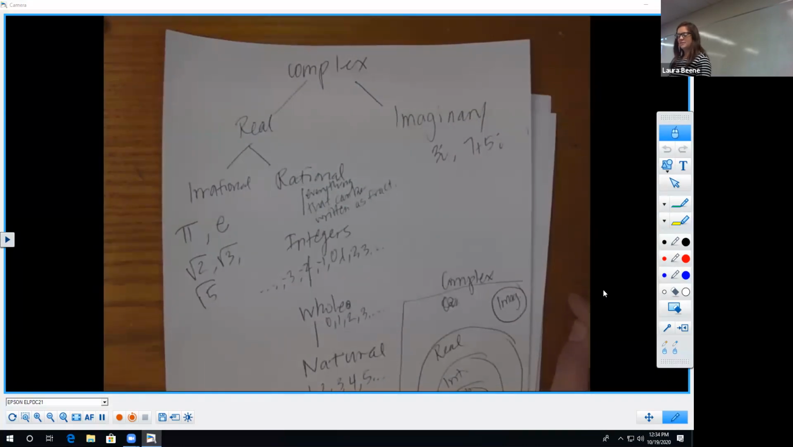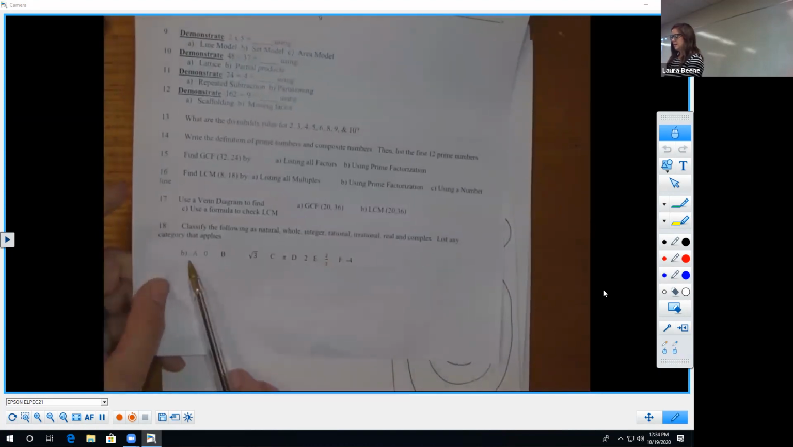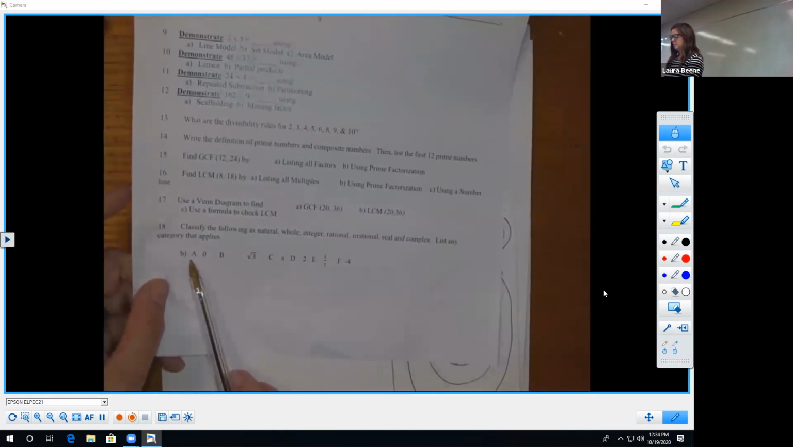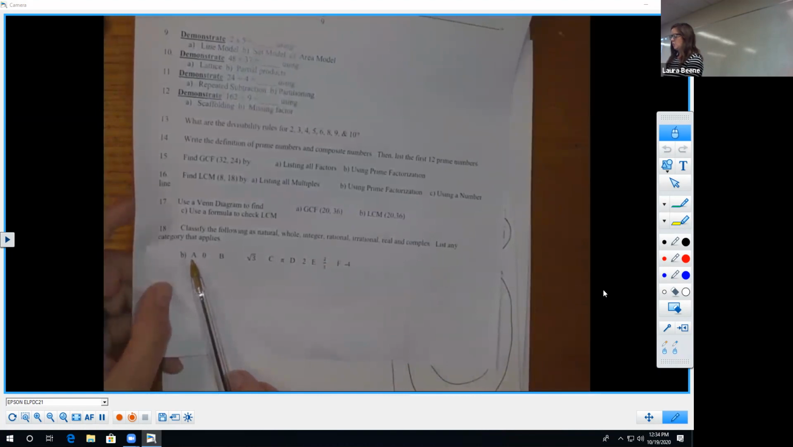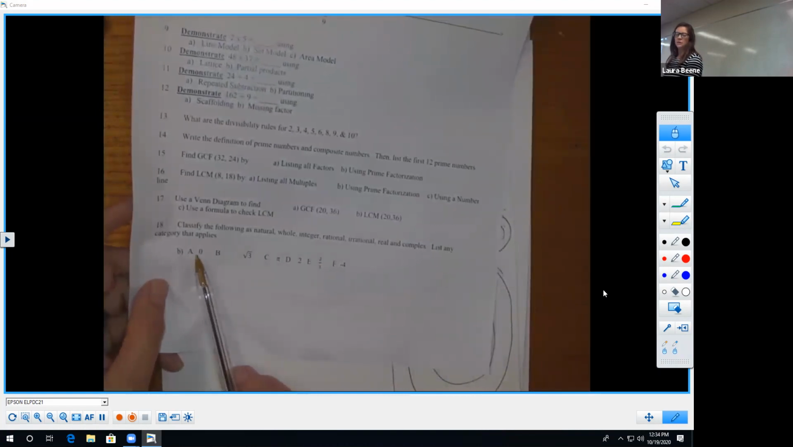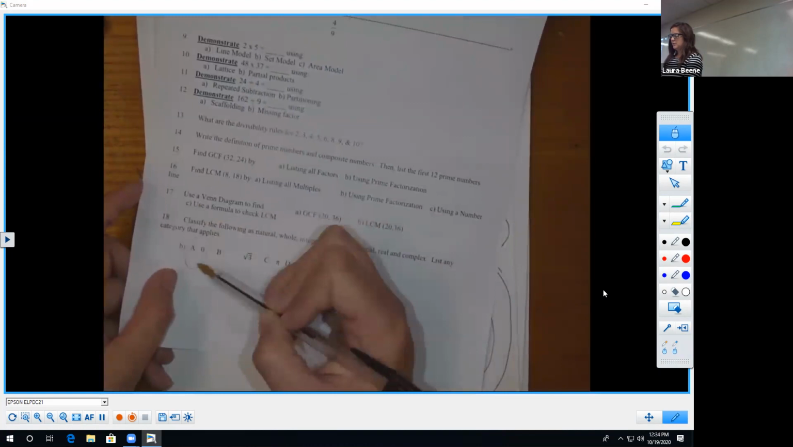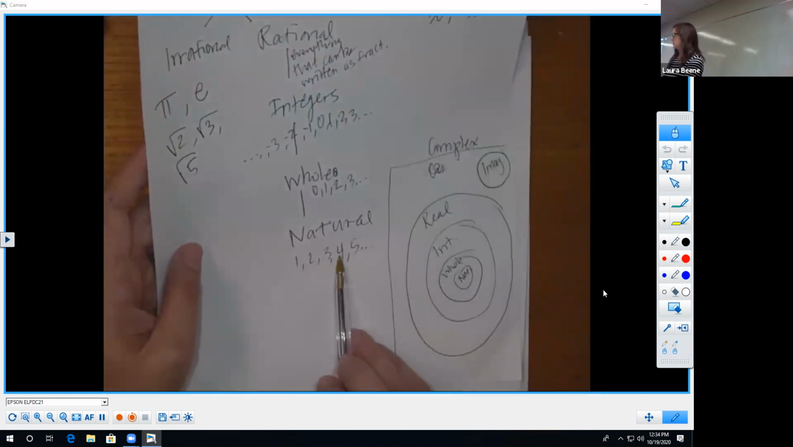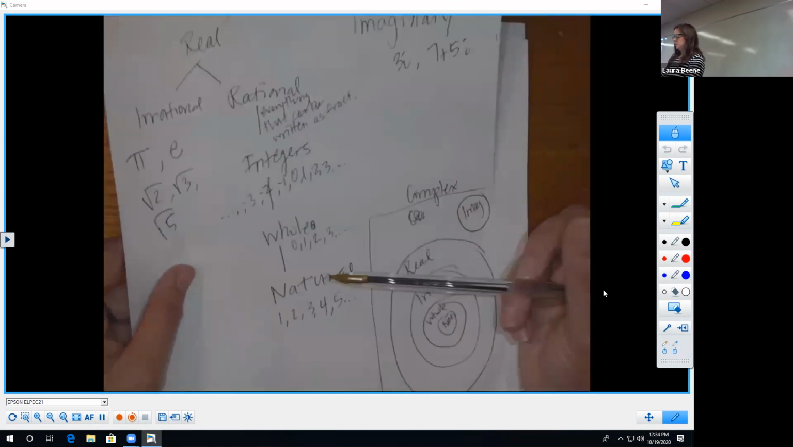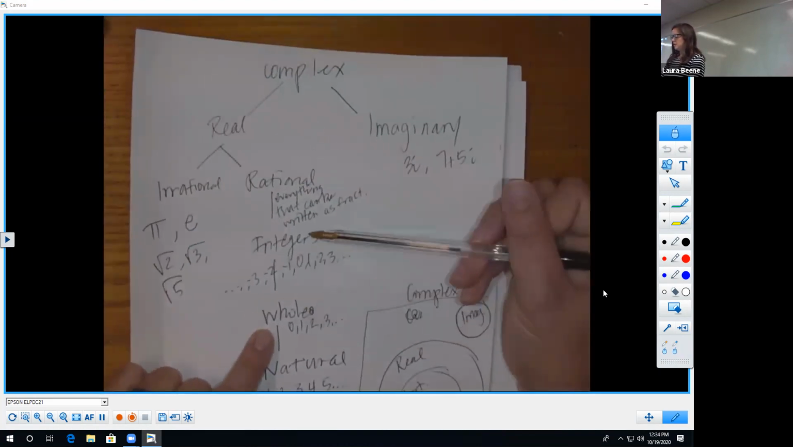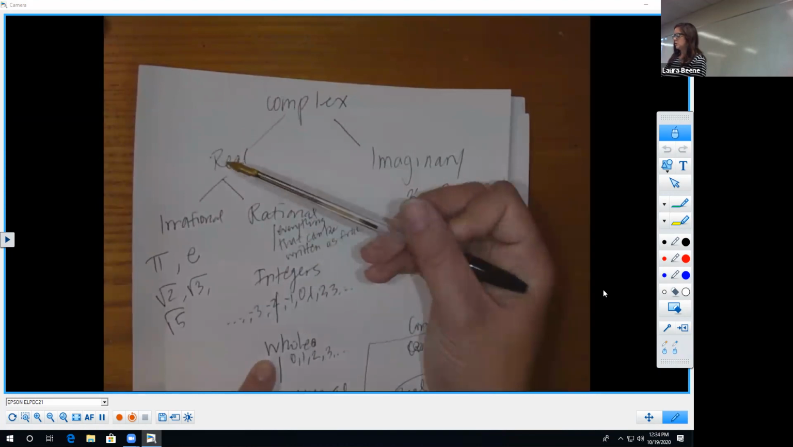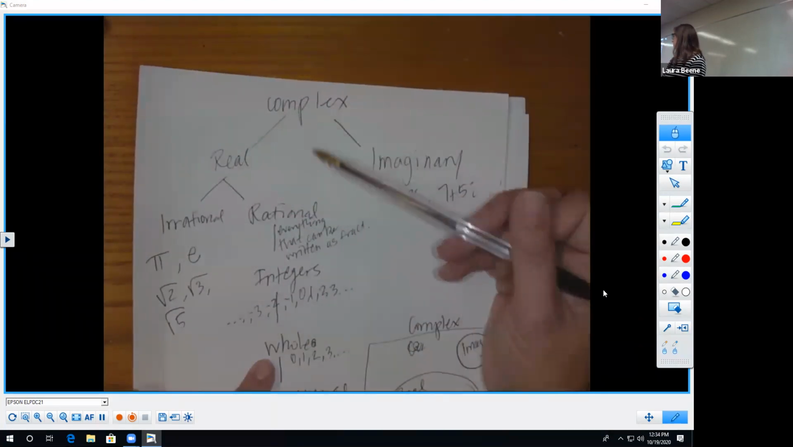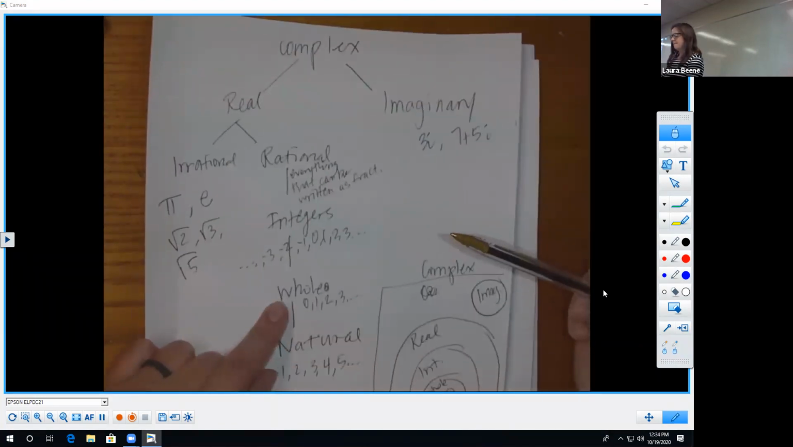So for these problems, you have to pick the number and tell what category it falls in. So 0. For part A, 0 is not a natural number because 0 is not in that category. It's a whole number. So 0 is a whole number, an integer, a rational, a real, and a complex number, because it's everything on the list above it.